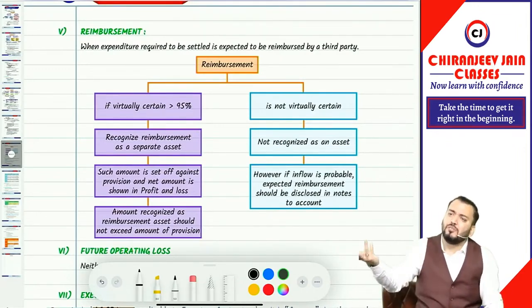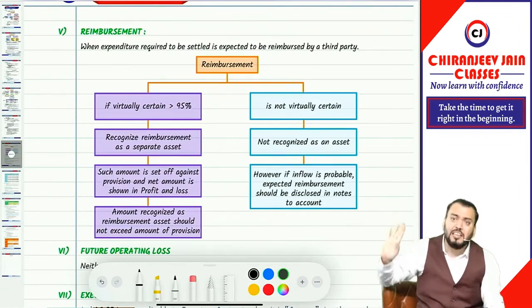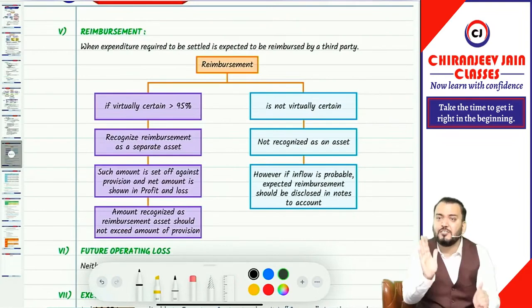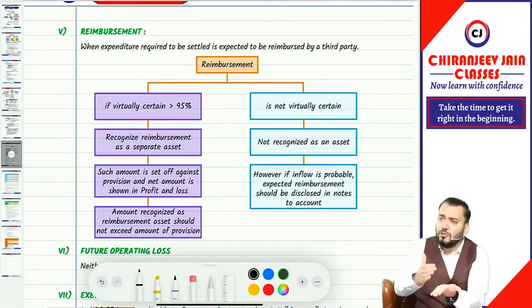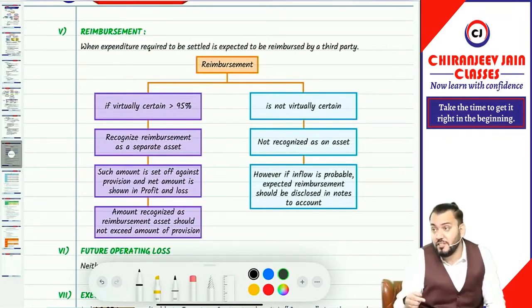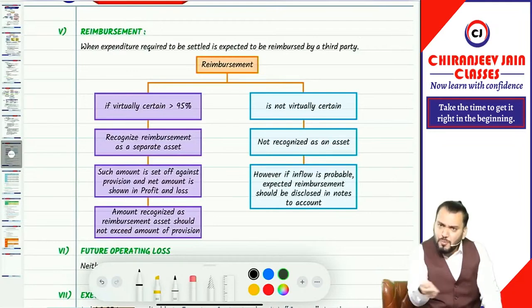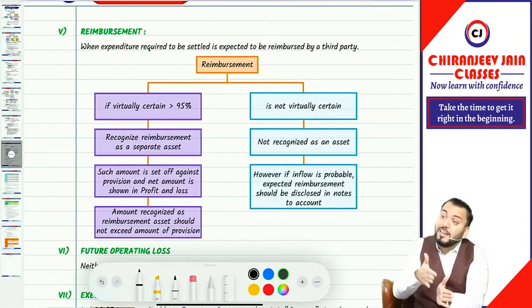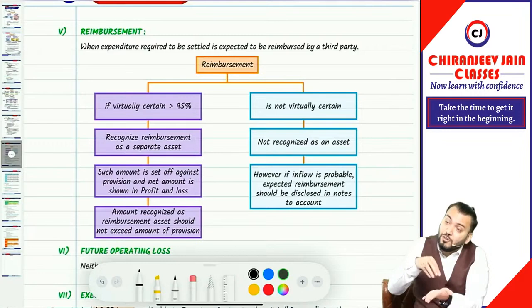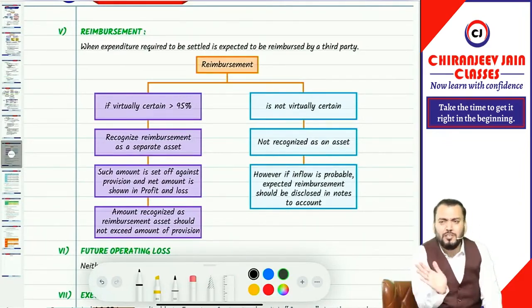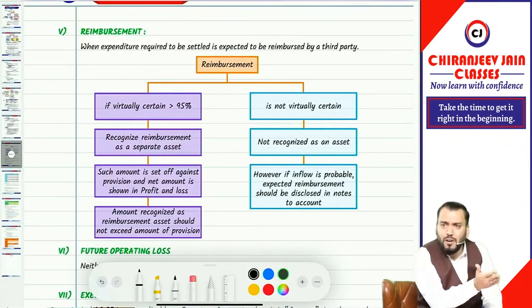If it is reimbursed, okay. When it will be reimbursed, we'll think. First, we'll think about expenditure. Now, if all the three conditions are satisfied, should we create a provision or not? If there is a legal case pending, you should first find out whether there is a present obligation. Yes. Outflow is probable. Yes. And reliable estimation can be made. Yes. Provision required. So even though it will be reimbursed by a third party, provision is still required. Understood? Now, if provision is required, you can create the provision on the basis we have discussed.